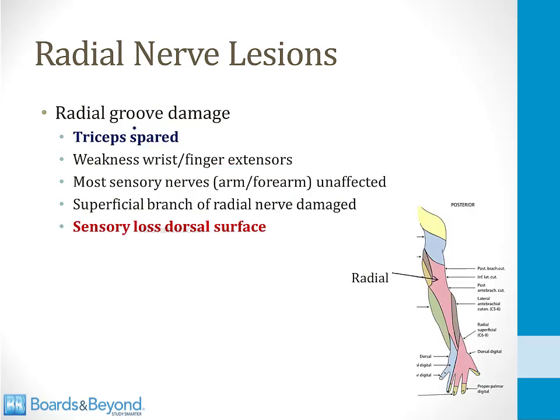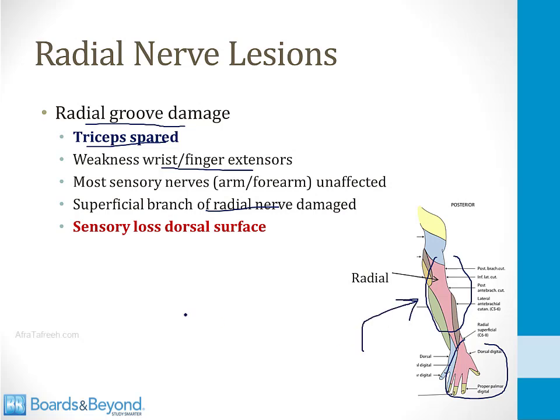If the lesion is lower down, such as in the radial groove, however, the findings are different. In this situation, the triceps muscle is spared, but there will still be weakness of the wrist and finger extensors. In addition, this area shown in red is also usually unaffected. That's because it's supplied by branches that are given off before the radial groove. The only sensory findings are due to damage to the superficial branch of the radial nerve, which supplies the back of the hand right here. So patients who have a radial groove lesion have normal triceps muscle, in other words, normal extension at the elbow, and they do not have sensory loss at the back of the forearm.